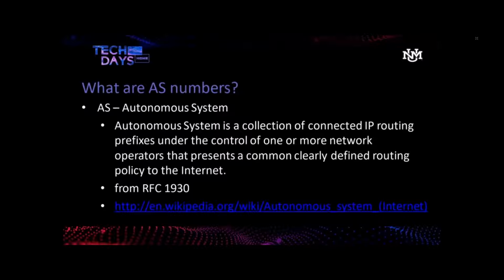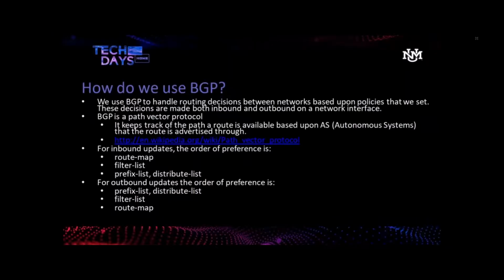So the autonomous system for the University of New Mexico consists of a class B network and multiple class C networks, and this would be your autonomous system. All the networks that your organization, university, or educational institution is responsible for would be what is contained within your autonomous system. The RFC for that is 1930, and of course there's some pretty extensive wiki and other documents on that.